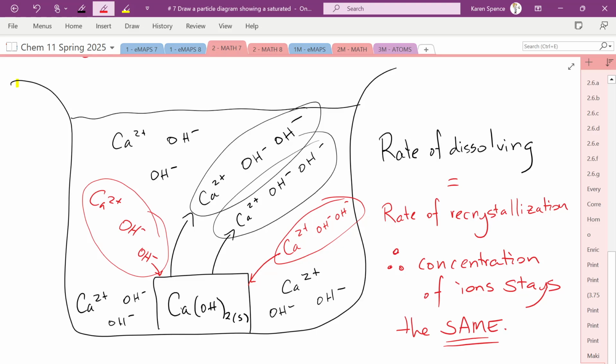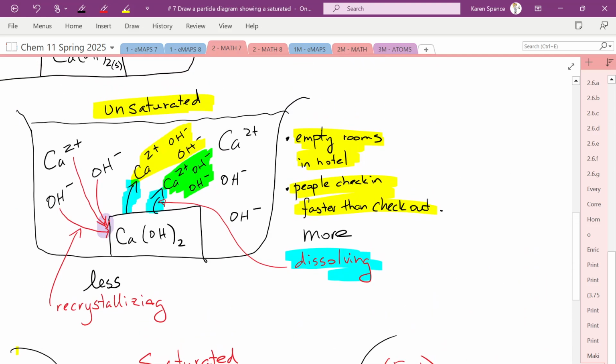Okay, so how are we going to draw this without it looking like a big, horrible mess? What I would do is, this is saturated now. It's full. And if it's full, the concentration of the ion stays the same. Now remember, up here, we had more dissolving and less recrystallizing. What happens to the concentration of the ions in our unsaturated solution?